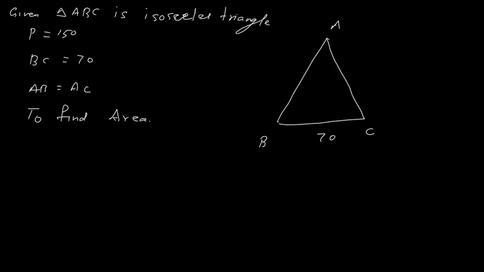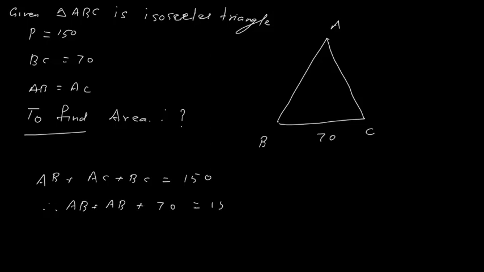Now to find the area, I need all three sides. So I have AB plus AC plus BC, which is equal to 150. Perimeter is equal to 150. Therefore AB plus, in place of AC I will write AB only, plus in place of BC it is 70, is equal to 150. Here, as the reason, you can write perimeter.